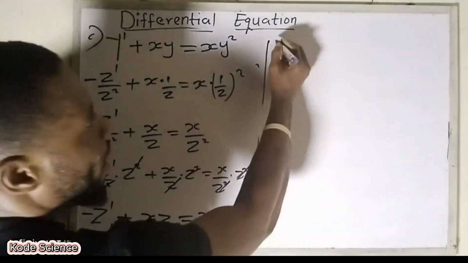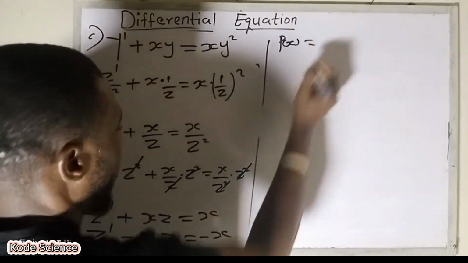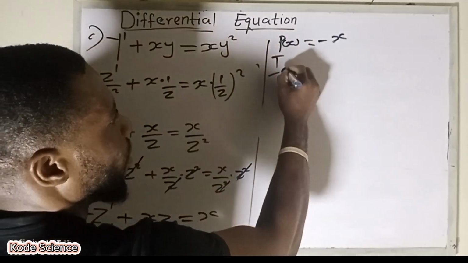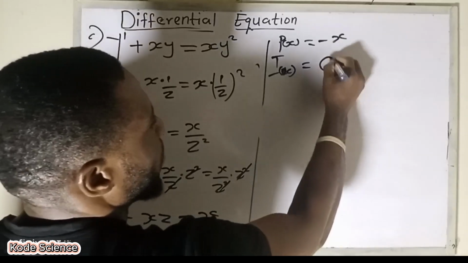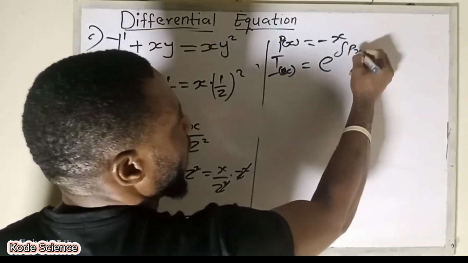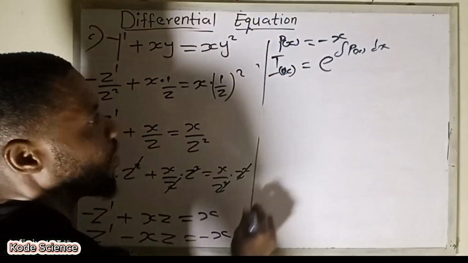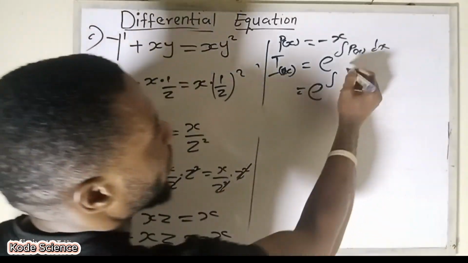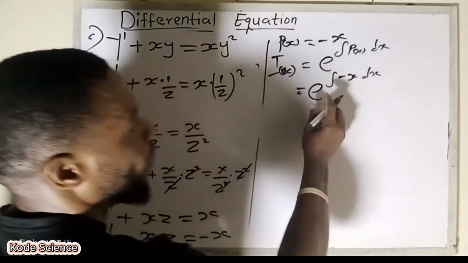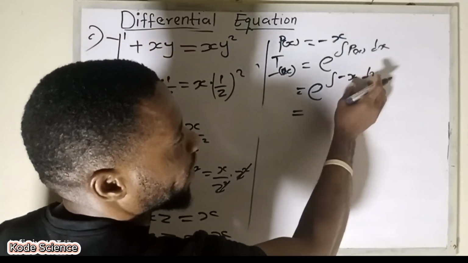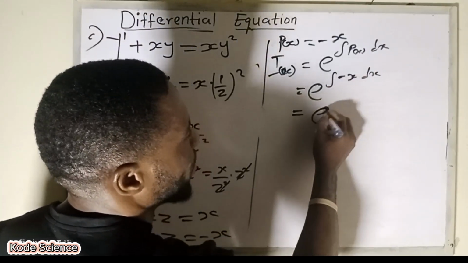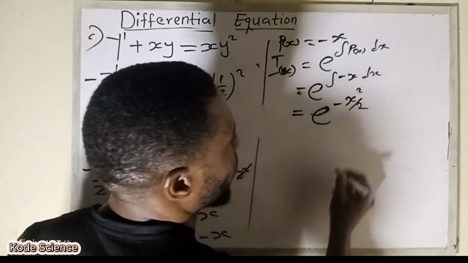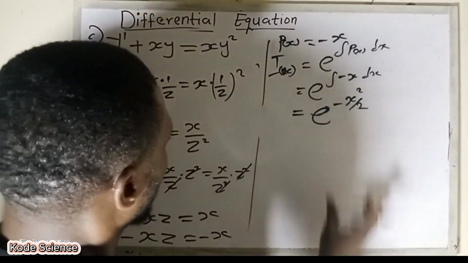From here now, remember that our p of x is therefore negative x. So our integrating factor is equal to exponential of the integral of p of x dx. So therefore we have exponential of the integral of what is our p of x? Negative x dx. When we integrate negative x, we're going to have the exponential of what? Negative x squared over 2. So we use this integrating factor to multiply all through.